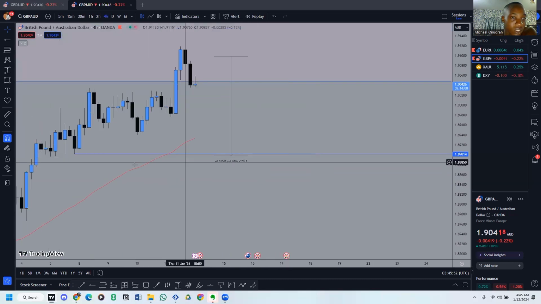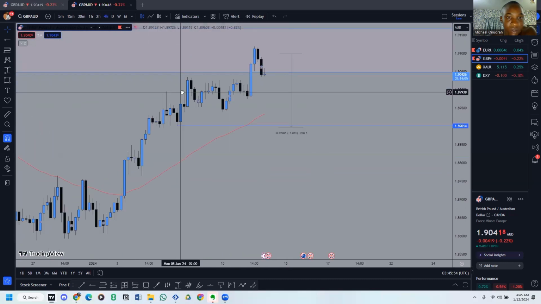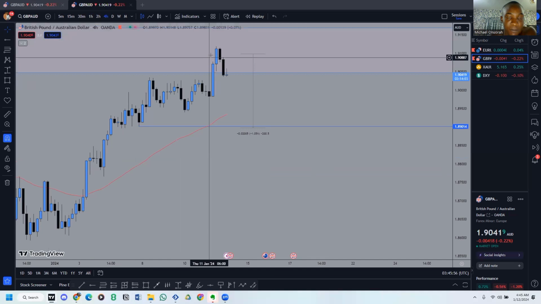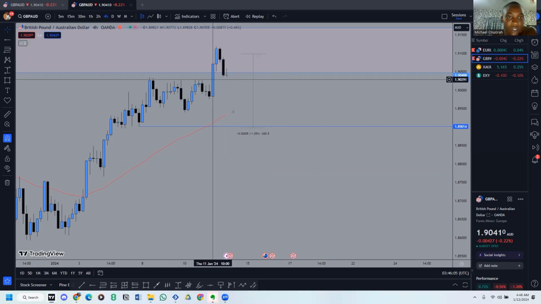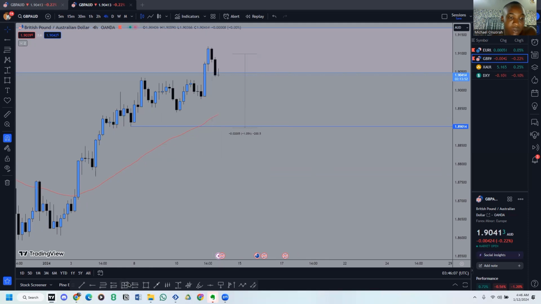So how are we going to get in? The first area was looking to see price respect this area, and if AUD does something, creating a double top, a W pattern and M pattern, before a fall. But right now, GBP AUD has done something on the 4 hour: it has broken structure on the 4 hour.